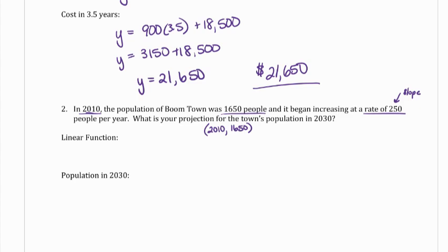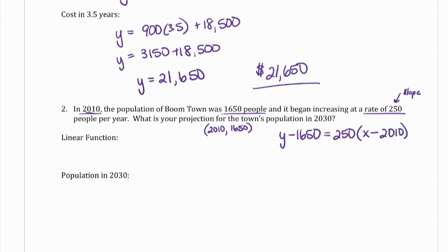So in this one, I want to use my point slope form because I don't know the y-intercept. I just know a point on my line. So I'm going to use that y minus y1. So my y value in my point is 1650. I'm going to write it over here. So y minus 1650 equals my slope, 250, times x minus my x value of my point, 2010.